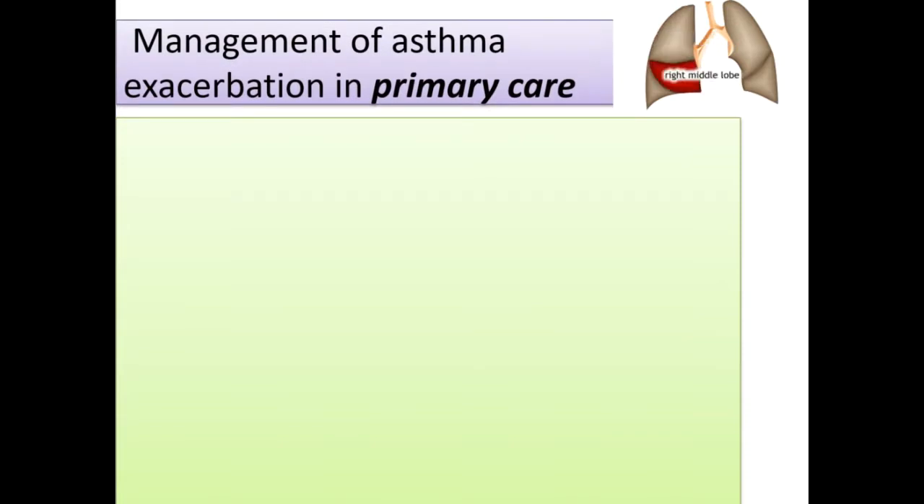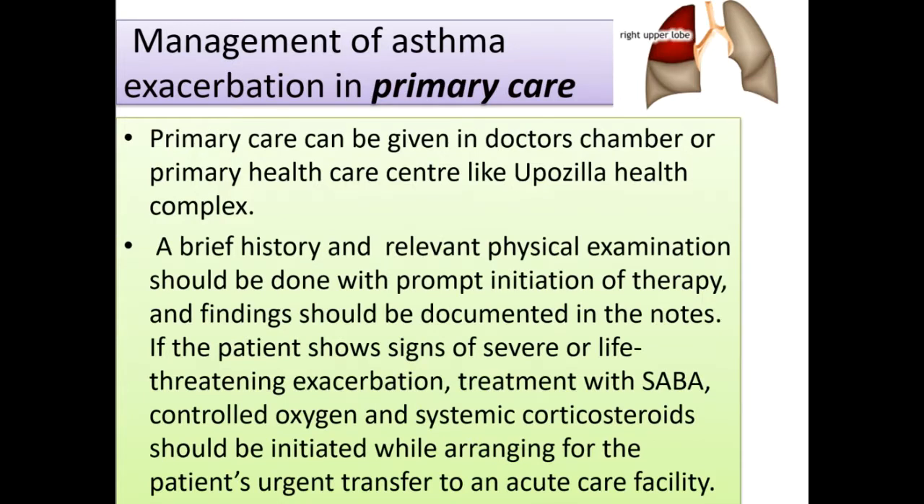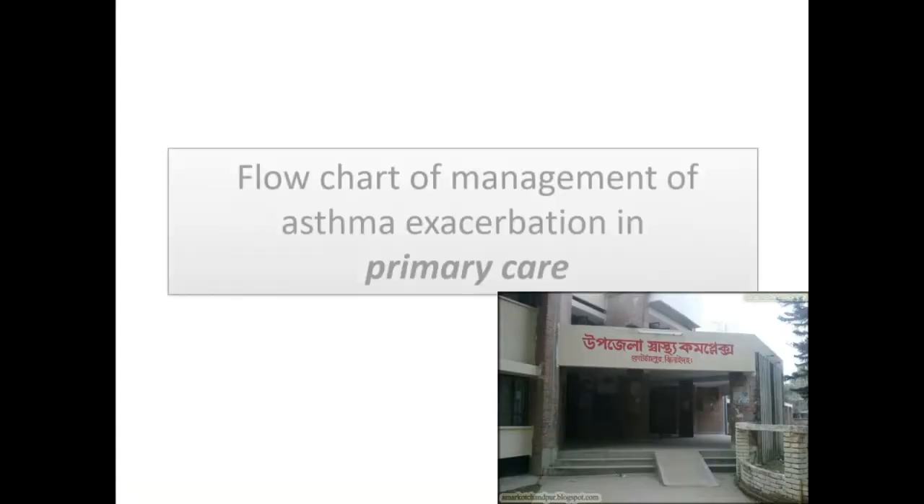Management of asthma exacerbation in primary care. Primary care can be given in a doctor's chamber or a primary health care center like an Upazila Health Complex. A brief history and relevant physical examination should be done with prompt initiation of therapy, and findings should be documented in the notes. If the patient shows signs of severe or life-threatening exacerbation, treatment with SABA, controlled oxygen and systemic corticosteroids should be initiated while arranging for the patient's urgent transfer to an acute care facility.